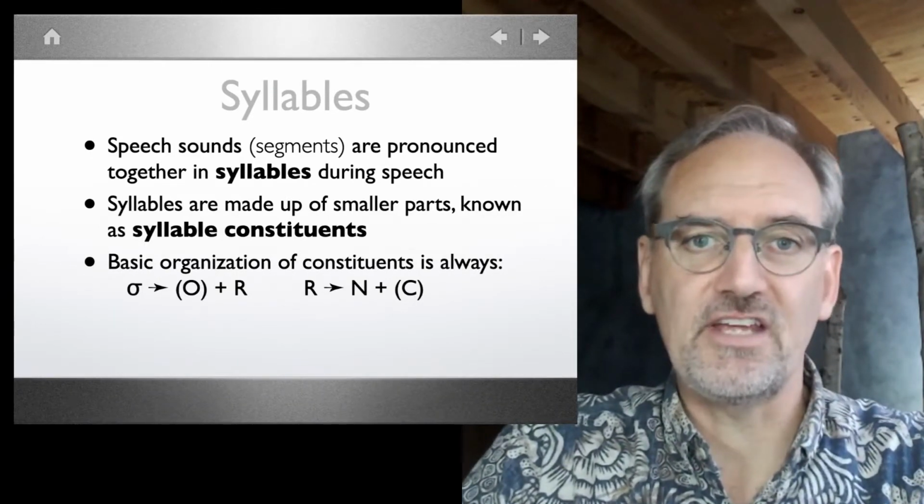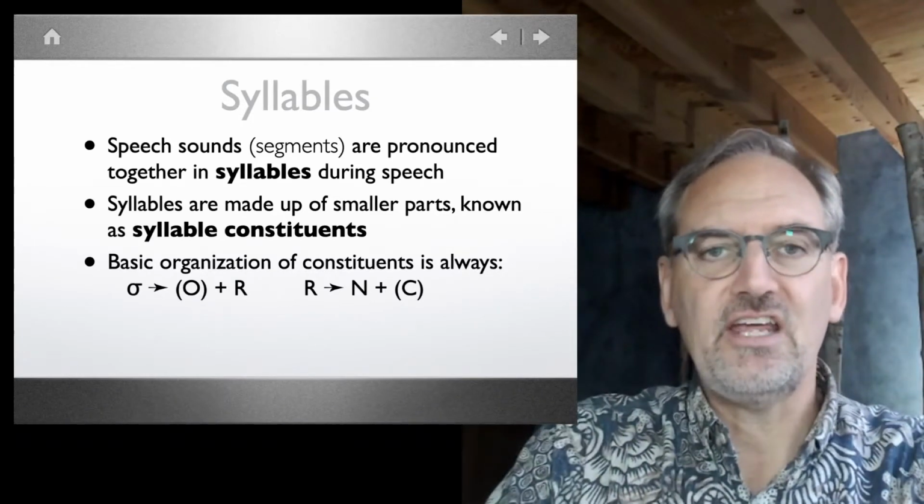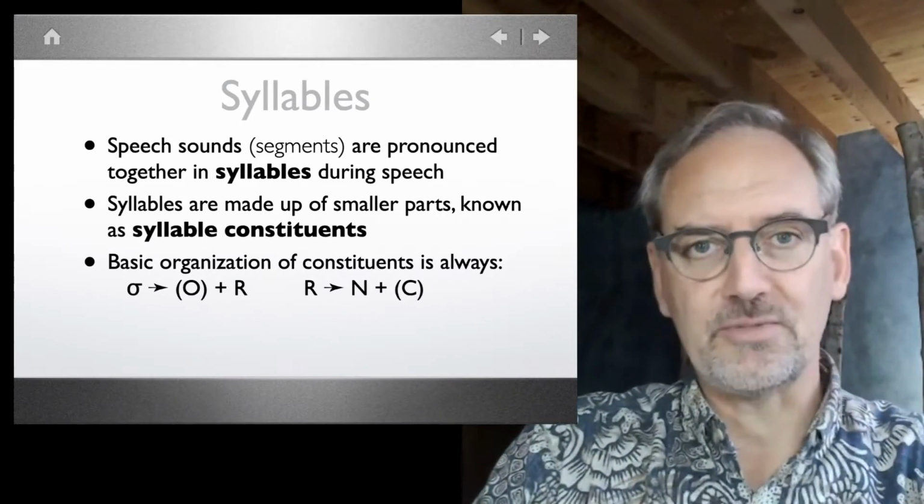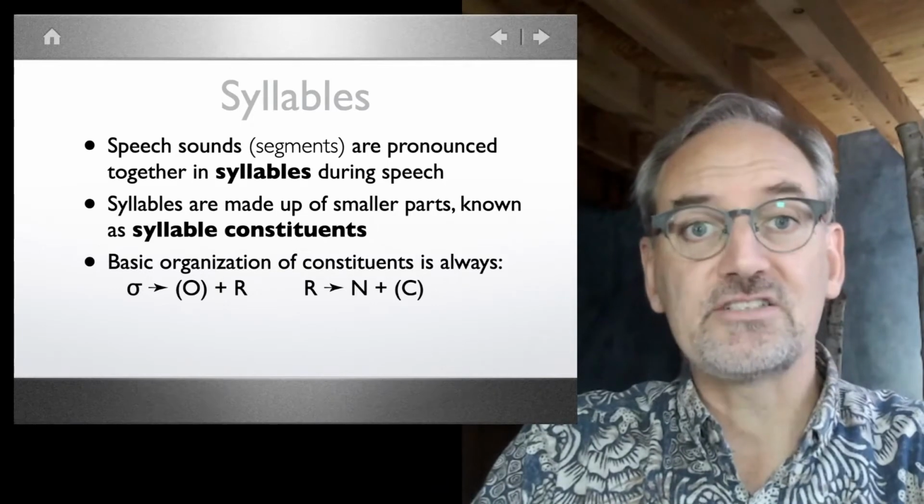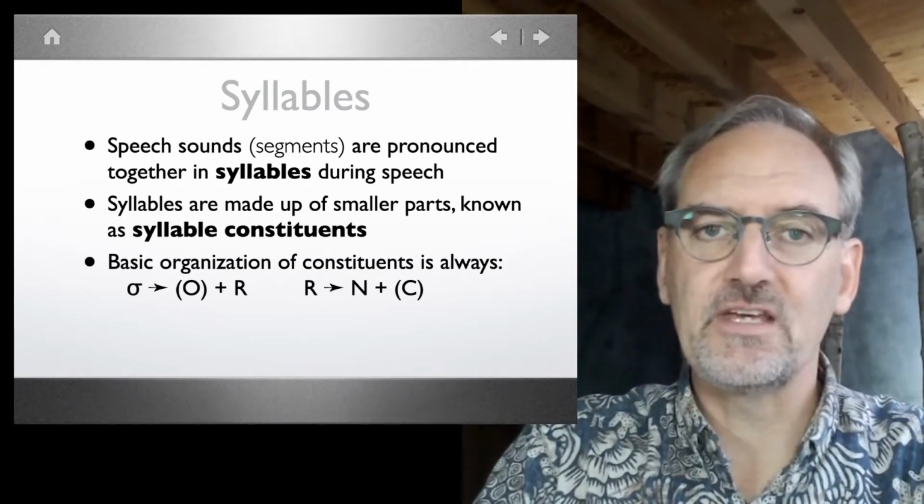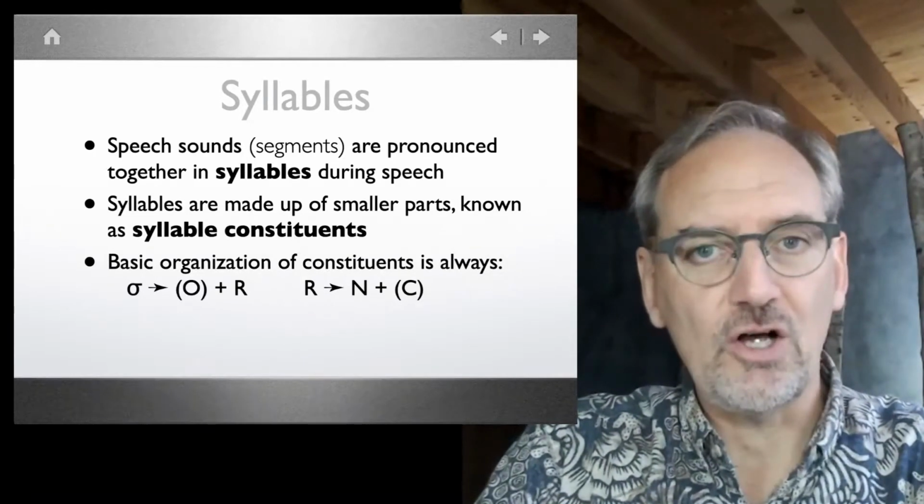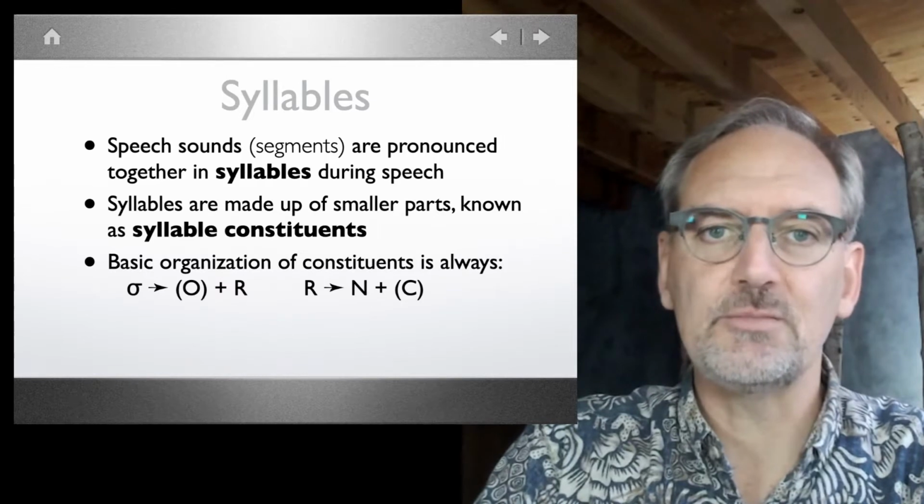You can see here that the onset is placed in parentheses to indicate it's an optional member of a syllable, whereas the rhyme is an obligatory member of every syllable. If there's no rhyme, there's no syllable. Some syllables also have an onset, but some syllables don't.